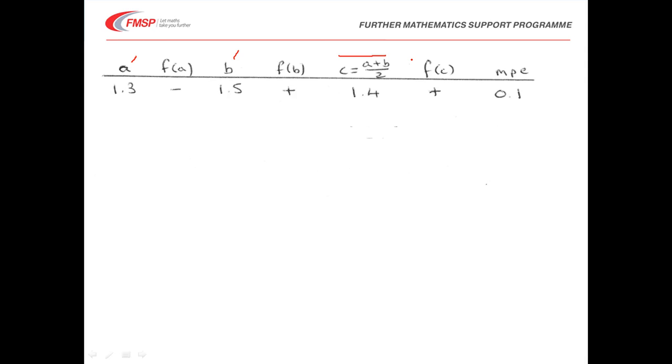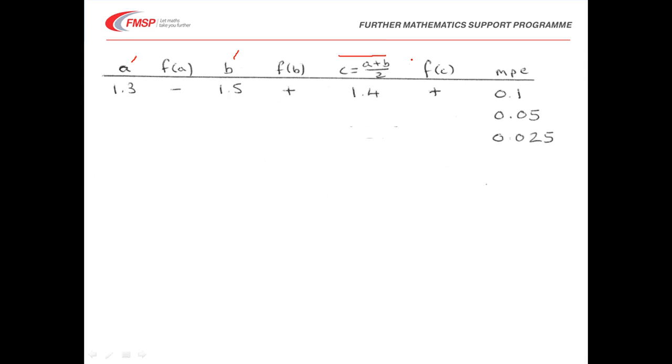So the maximum it can be is 0.1, because between 1.4 and 1.3 that's a gap of 0.1, between 1.4 and 1.5 that's a gap of 0.1. And one way of thinking about that maximum possible error is that it's half of the interval. So from 1.3 to 1.5 is a gap of 0.2, so the maximum possible error is 0.1. And that will keep halving each time.